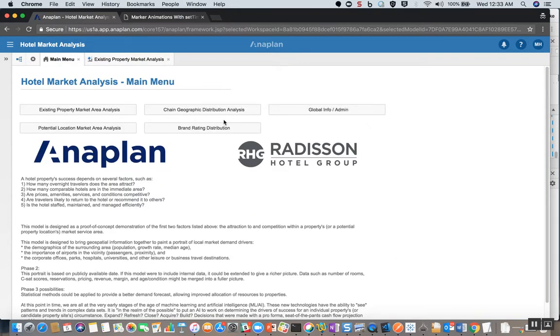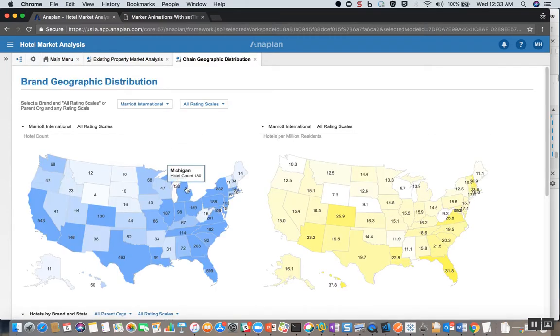So returning to the main menu, I've put some other analytics into this model. For example, here we can see how Marriotts are distributed across the United States of America. There are 543 Marriott properties in the state of California, 493 in Texas, and almost 600 of them in Florida. They're relatively less concentrated here in the north central area.